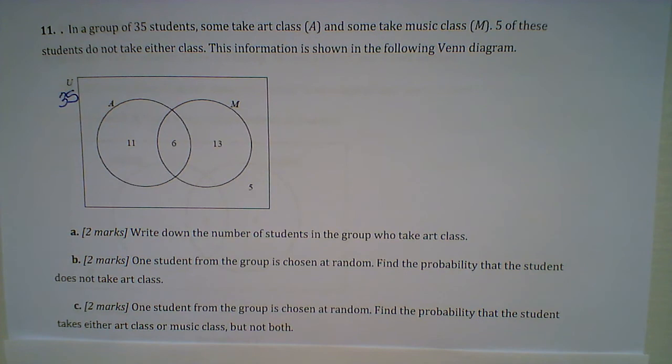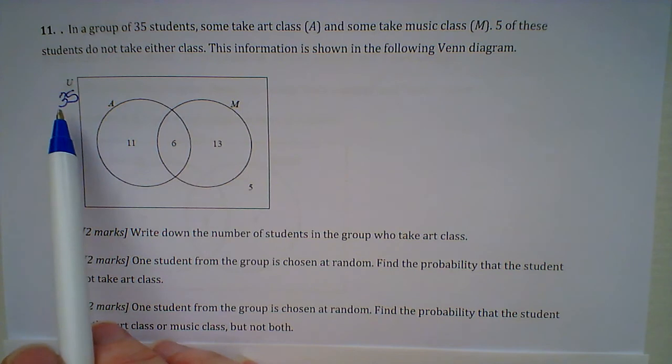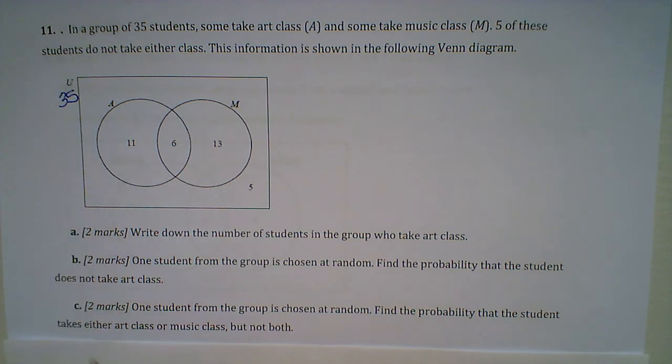Now, the other thing I'm going to notice is because these are whole numbers, I know that we're dealing with the number of students, not the probability. Remember, if we're dealing with probability, it's going to have to be numbers between 0 and 1. So since these are whole numbers, I know that I'm dealing with the number of students, which is also why I put the 35 out here, because again, we're dealing with the number of students.